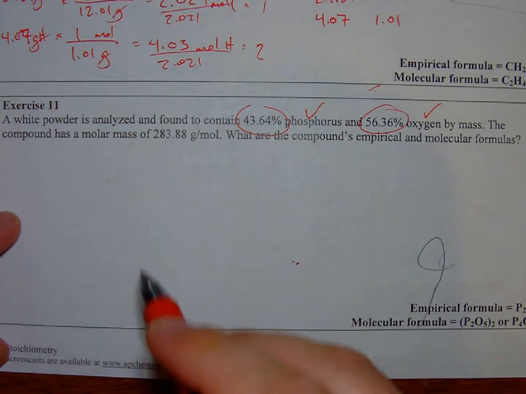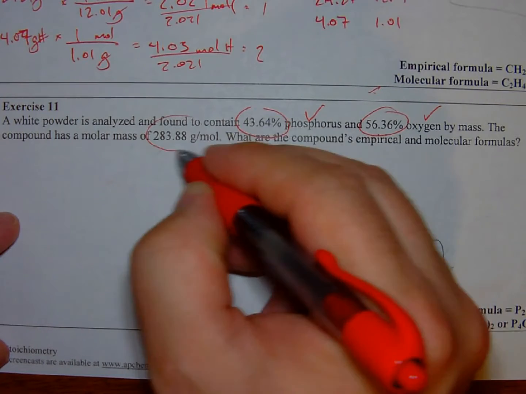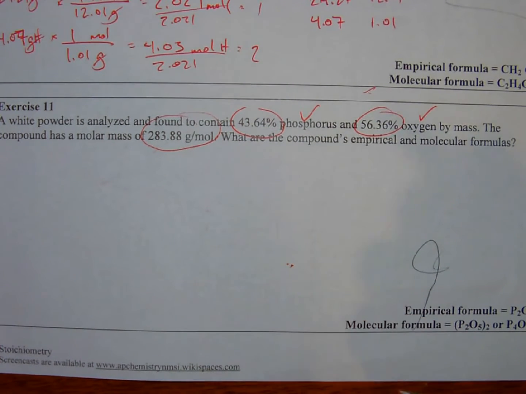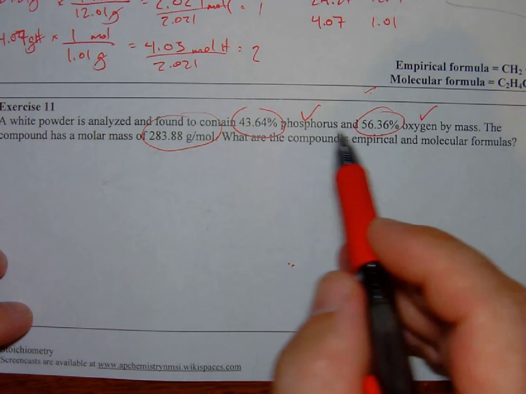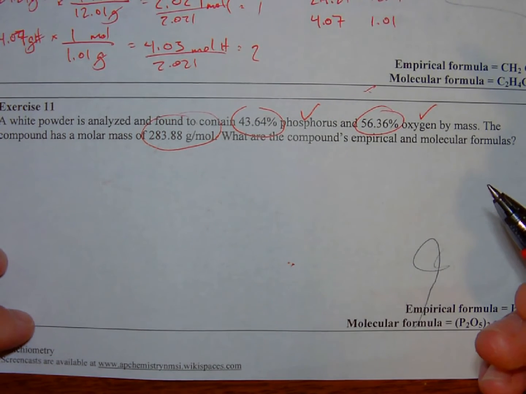Now, the compound, whatever this white powder is that has phosphorus and oxygen in it, has a molar mass of 283.88 grams per mole. So this is all the information we need: the elements that they represent, and then the total molar mass. So we can just go to town.